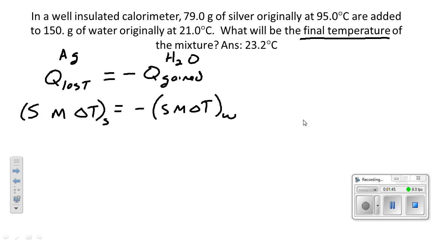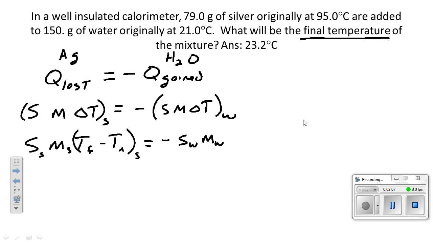All right, so let's do a little bit of expansion here. This will be S, and I'm going to put a little S with that for silver, and the silver's mass, and then this is going to be TF minus Ti for the silver, which will equal the negative of the specific heat of water, the mass of water, and then TF minus Ti for the water.